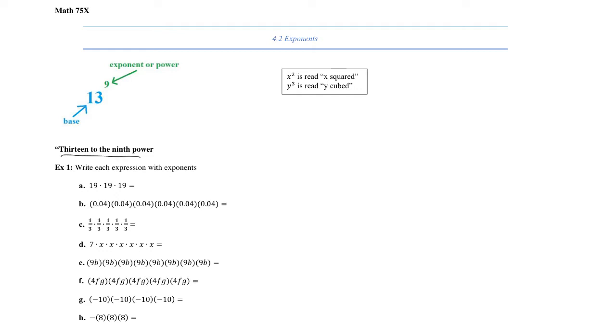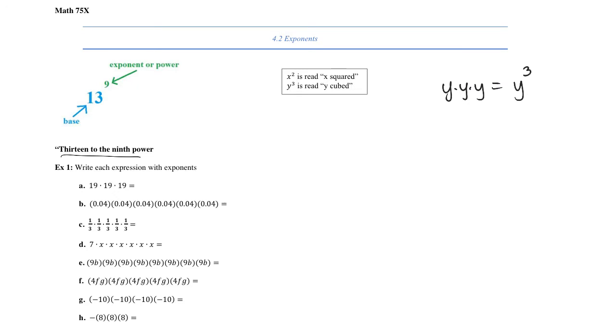Now x squared, if you take something times itself, that's called x squared. And if you take something times itself 3 times, that's like y times y times y. We call that one y cubed. All right, so let's try these.